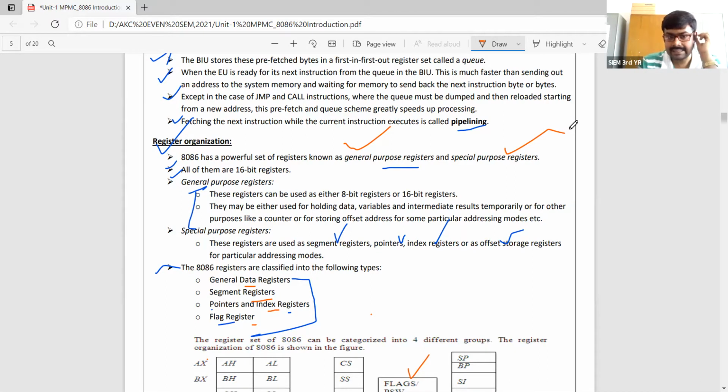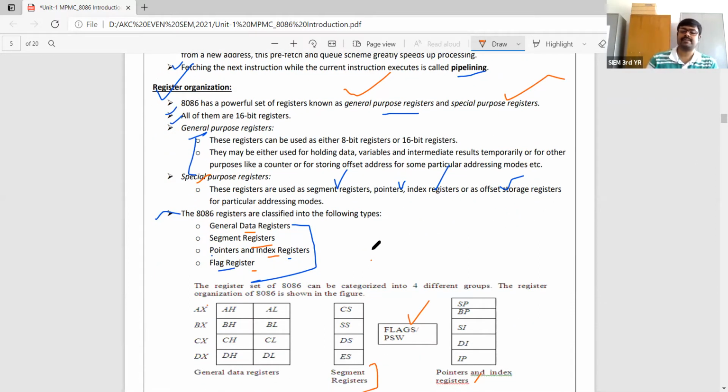Next one, the special purpose registers. These registers are used as segment registers, pointers, index registers, or as offset storage registers for particular addressing modes. So different types of operations, different types of requirements we are finding using the register set. What we have seen about the special purpose register, because the general purpose registers are the basic tasks. In the case of special purpose registers, these are used as segment registers, pointers, index registers, or offset storage registers. So what different tasks have we mentioned? Segment registers, pointers, index registers, as well as offset storage registers for particular addressing modes.